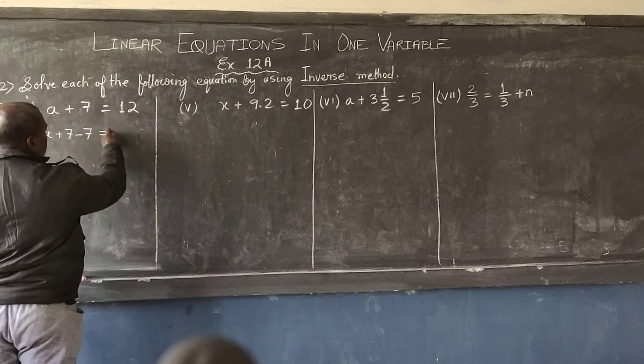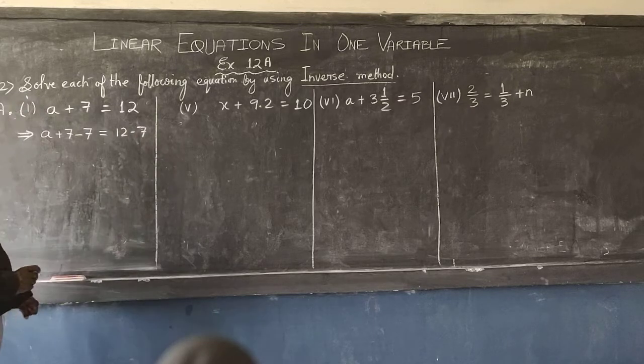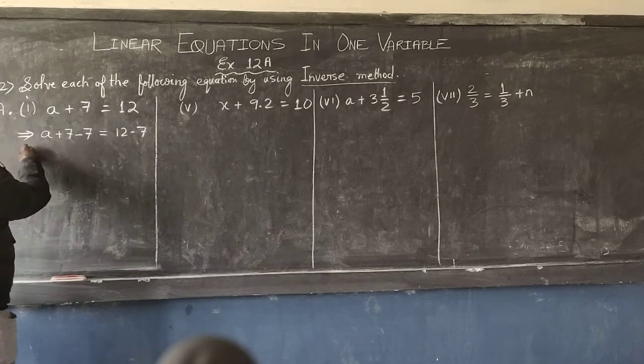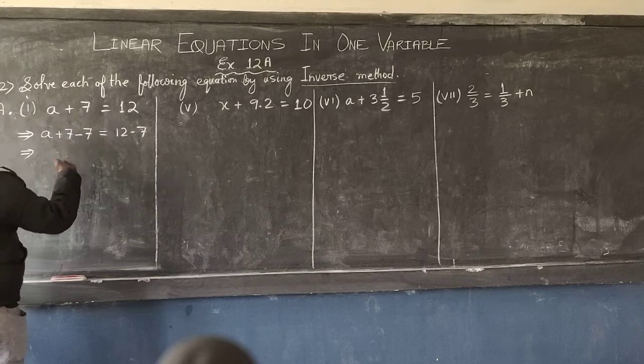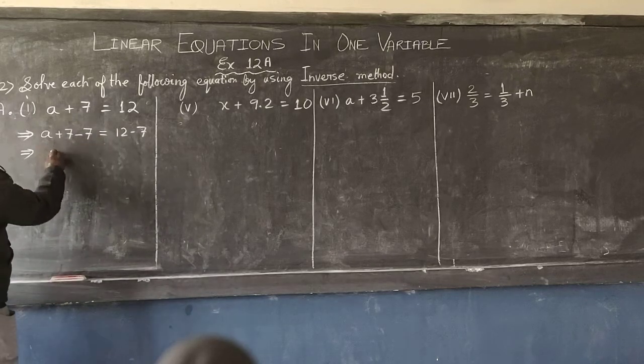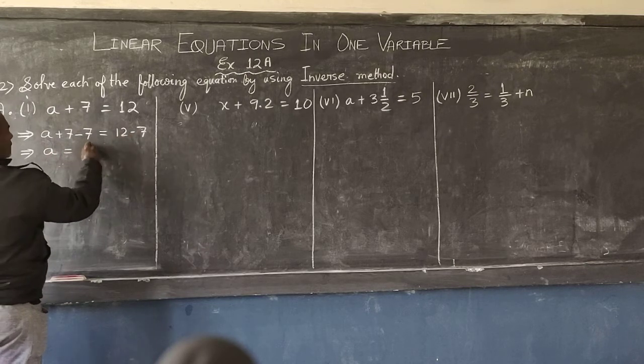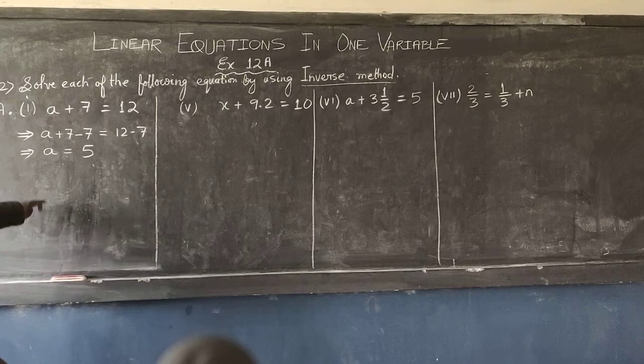So this was done on the left side. Same thing we will do on the right side. On the right side also, we will give minus 7. So now plus 7 and minus 7 will cancel with each other. That means they are removed. 7 is removed, so only a will be there this time. And here 12 minus 7. What's the value we got? A equals to 5.